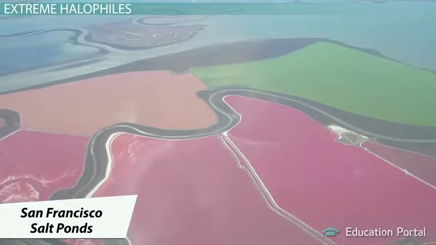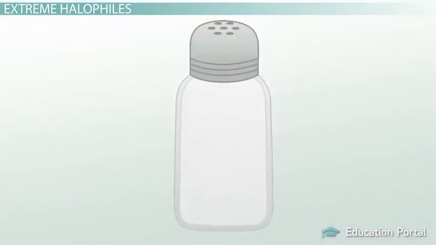In fact, the extreme pink color of some salt ponds, like those in San Francisco, is actually due to the pink pigments produced by the Archaea growing in the water. Extreme halophiles, like Halobacterium and Natronobacterium, are only able to thrive in these high salt environments.